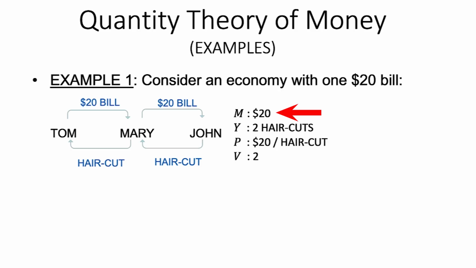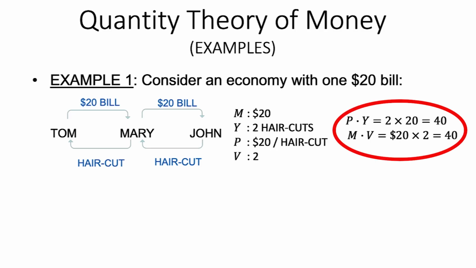And so what would be the total output in this economy? Well, there are two haircuts being created, so Y would be two haircuts. The price of a haircut is $20, so the total nominal GDP in this economy will be the two haircuts times $20 each, $40. And how many times is this $20 bill used? It's used twice. And so if we look at the total amount of money in circulation, the $20 bill times V, which is 2 here because the bill is used twice, we also get those $40 back. Now, that just illustrates what the different terms are capturing in the equation.